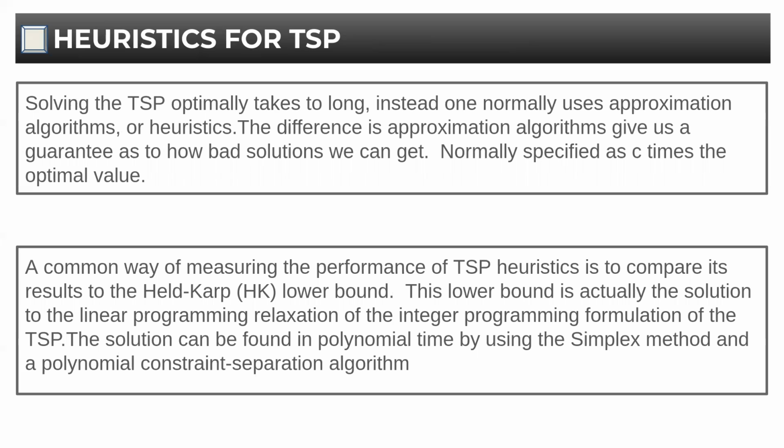A common way of measuring the performance of TSP heuristics is to compare its results to the Held-Karp lower bound. This lower bound is actually the solution to the linear programming relaxation of the integer programming formulation of the TSP. The solution can be found in polynomial time by using the simplex method and the polynomial constraint separation algorithm.